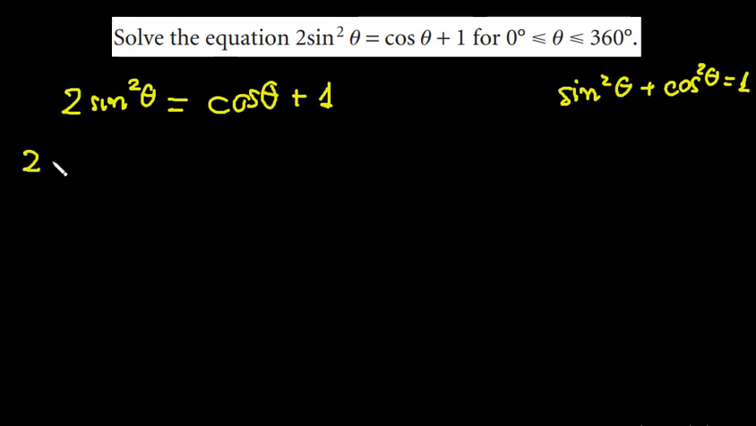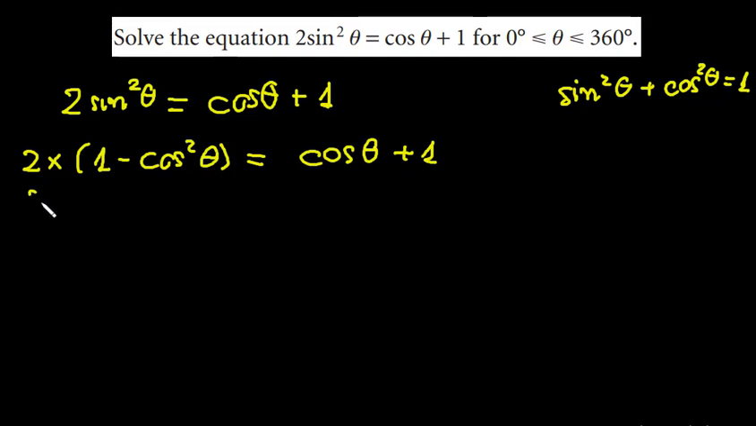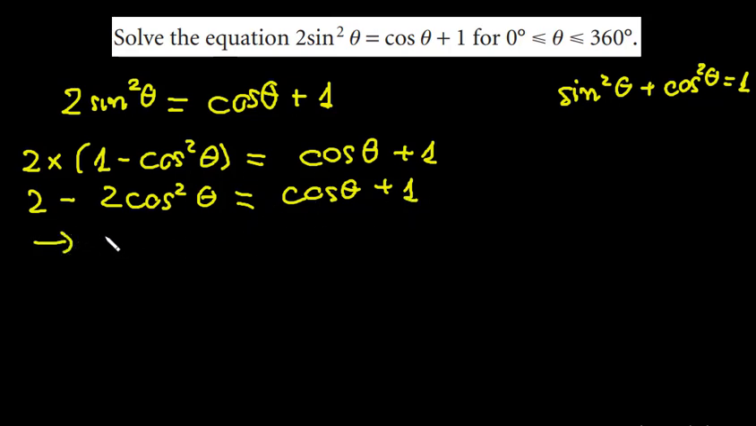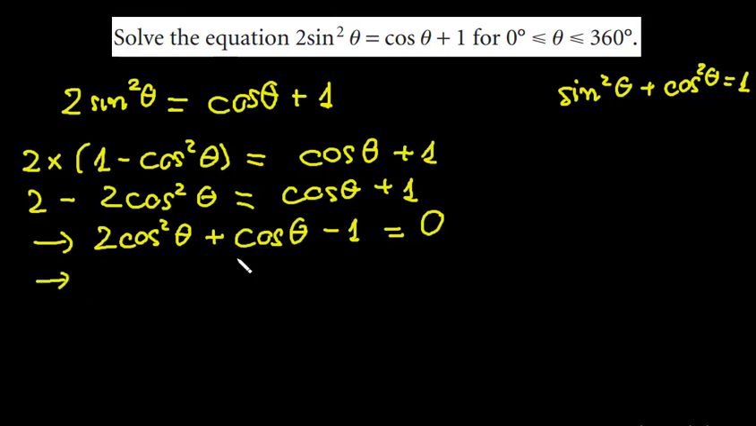So I have 2 multiplied by 1 minus cos squared theta equal to cos theta plus 1. Now I have 2 minus 2 cos squared theta equal to cos theta plus 1. So I will move everything to one side. I have 2 cos squared theta plus cos theta minus 1 equal to 0. And now I want to factorize this one.